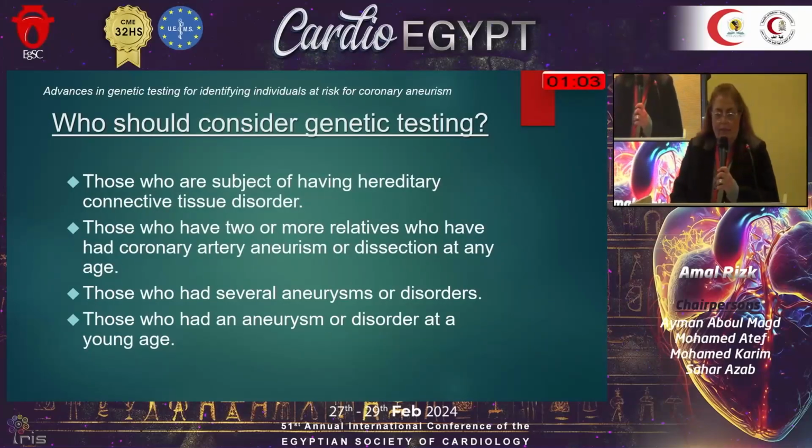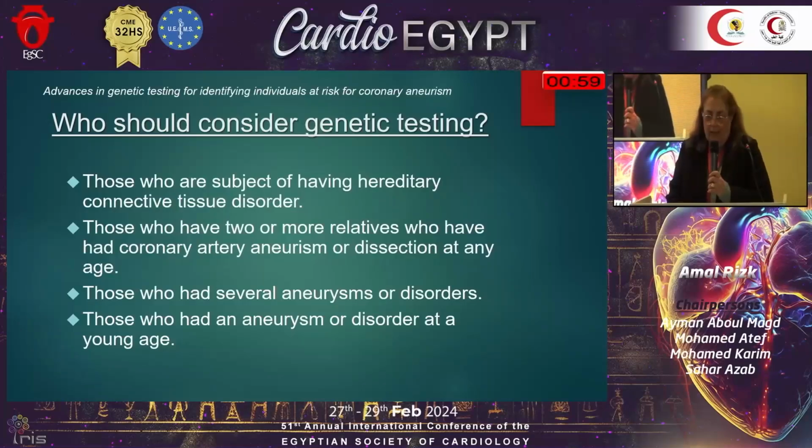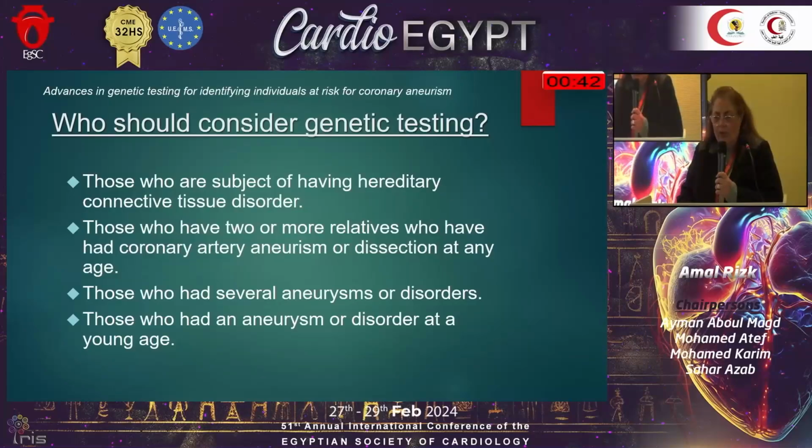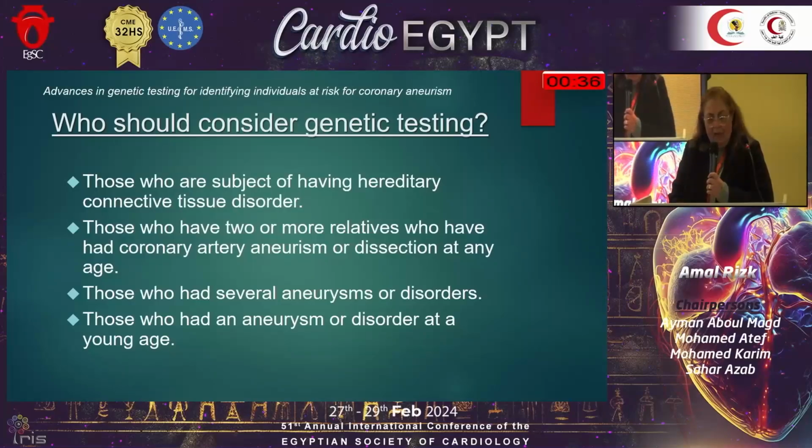Who should be considered? Of course, there must be a family history, number one. Those who have a hereditary connective tissue disorder, which is always associated with predisposition to aneurysm. Those who have 2 or more relatives who have had coronary artery aneurysm or dissection at any age, those who had several aneurysmal disorders, and those who had an aneurysmal disorder at a young age.